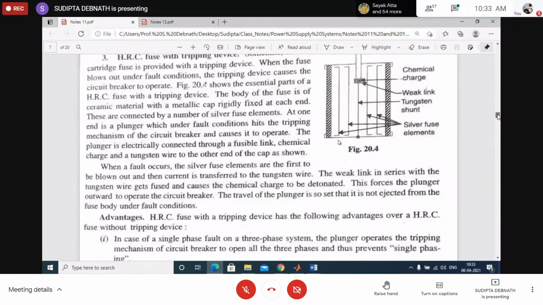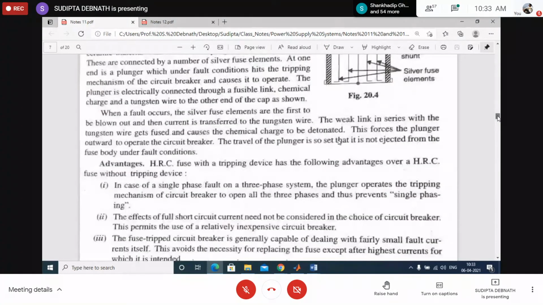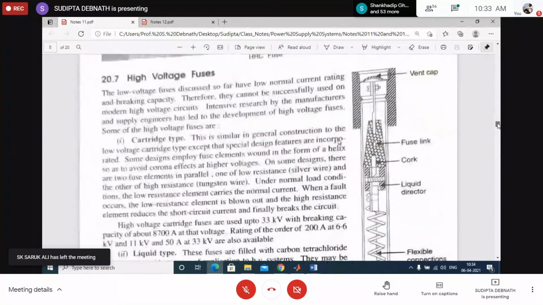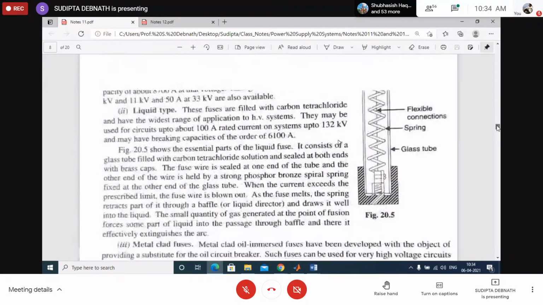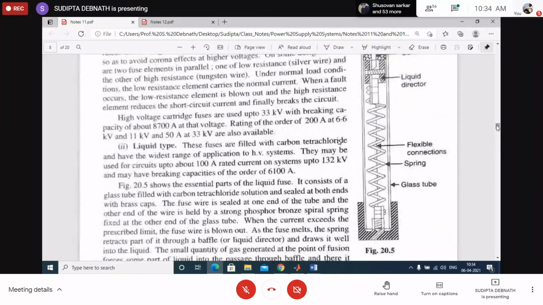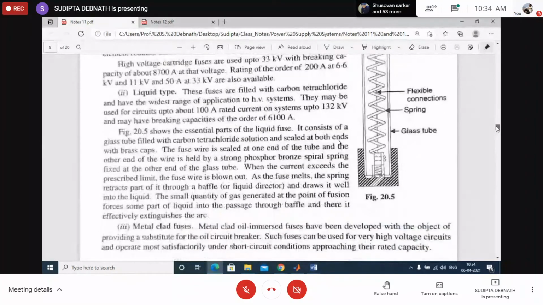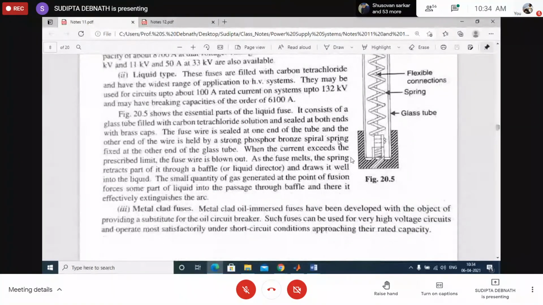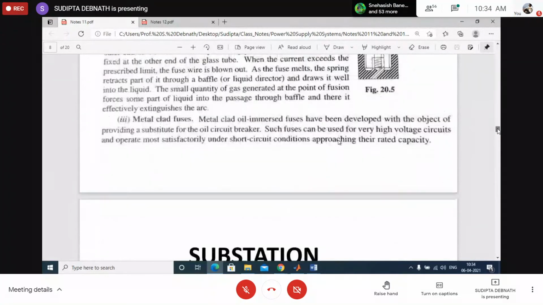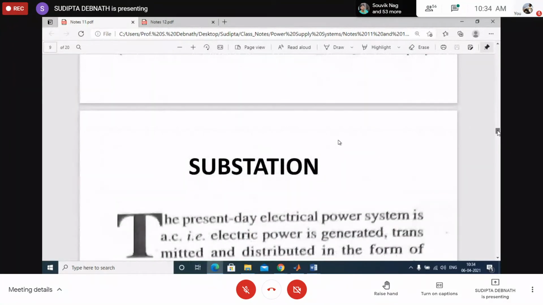Okay. So these are three types of fuses, and some small definitions of the high voltage fuses are given. Here carbon tetrachloride is used, and small operating mechanisms in brief are given here. You please go through it. It is very simple. Okay. So fuse, I don't think we should discuss in detail. Whatever I have discussed, you study from any book.